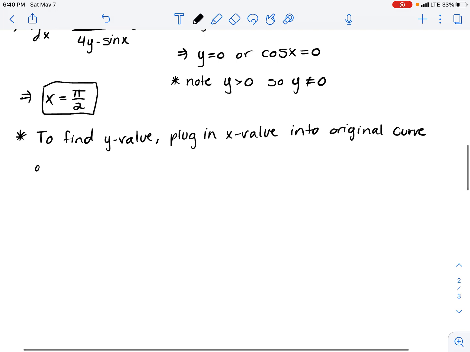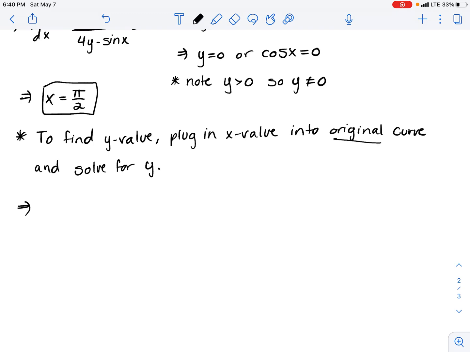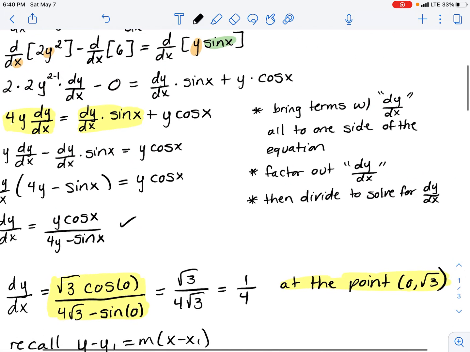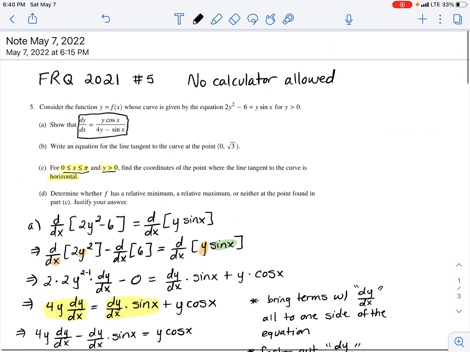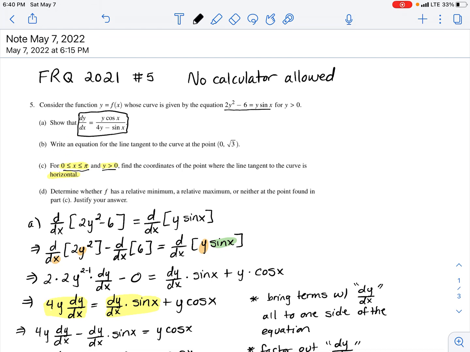And solve for y. Okay, so going back to the original curve. Not dy/dx, going all the way back to the original curve. Here's our original curve right here.